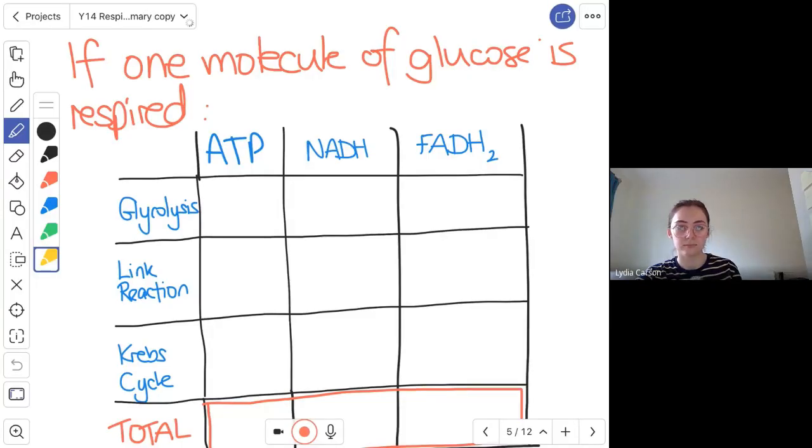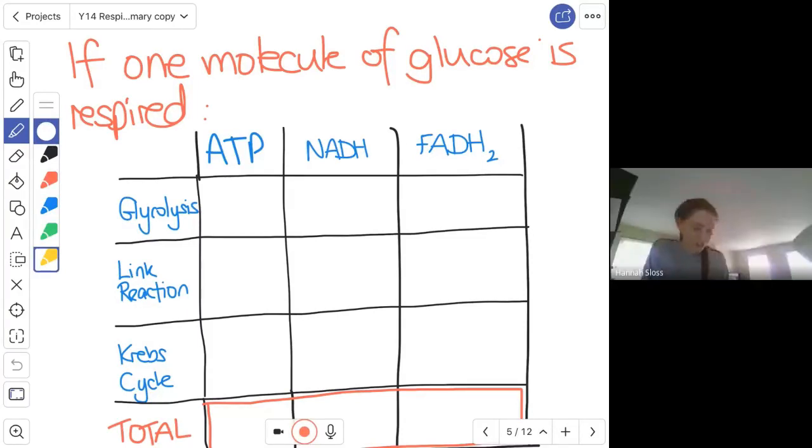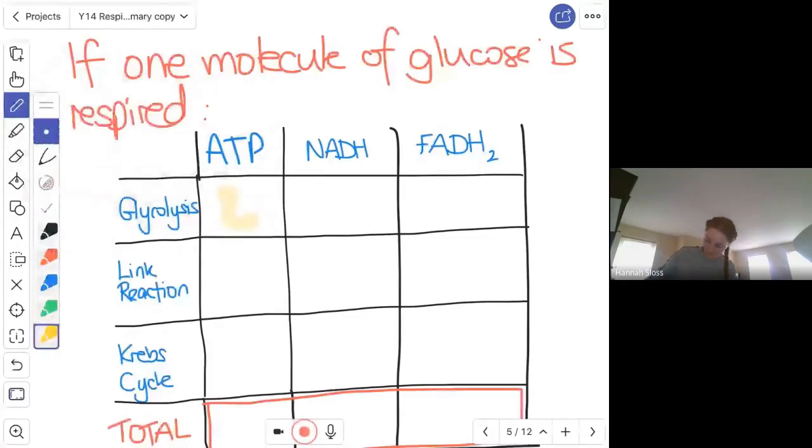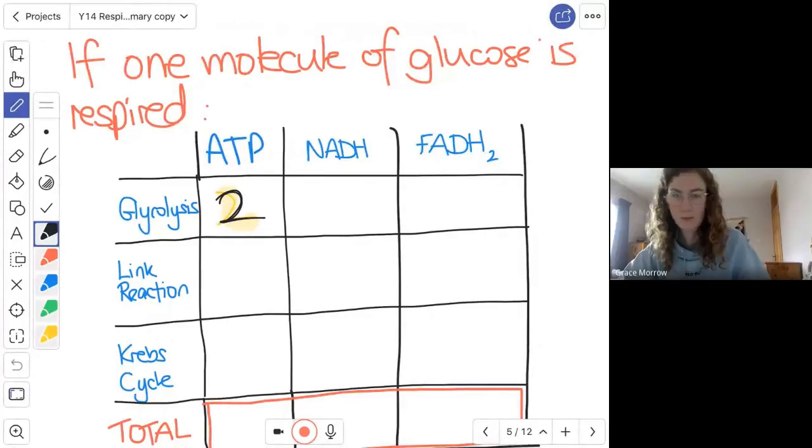Right, Hannah Sloss, how many ATP go in the first box top left? You're probably going to have to unmute. I got 2. Yep. Grace Morrow's going to answer the next question. We're going to cross to the right. So yeah, there's 4 made, but there's 2 needed. So the overall is 2. So Grace, your NADH. How many NADH? 2. And there's no FAD.